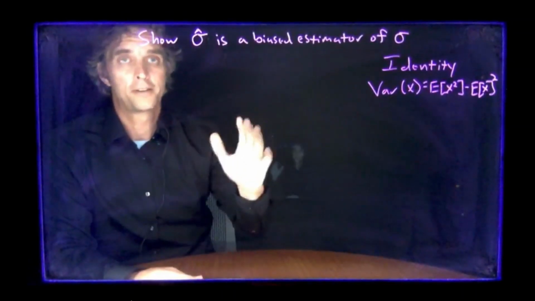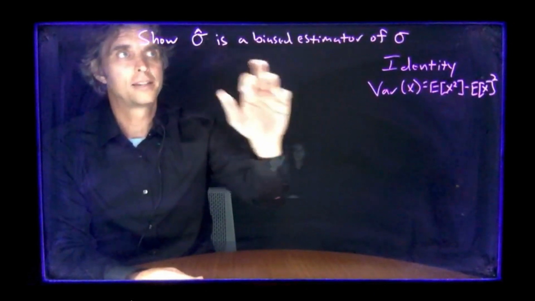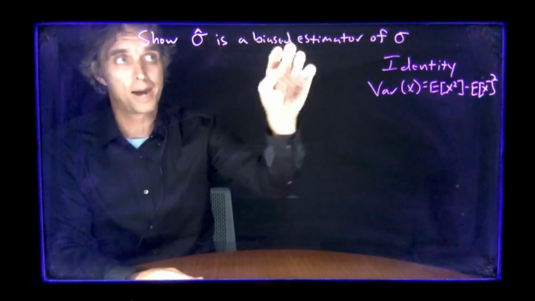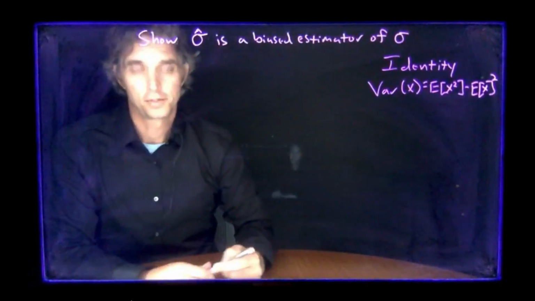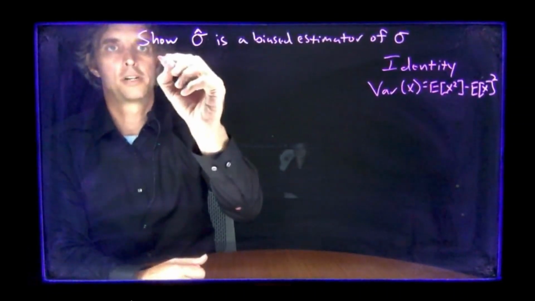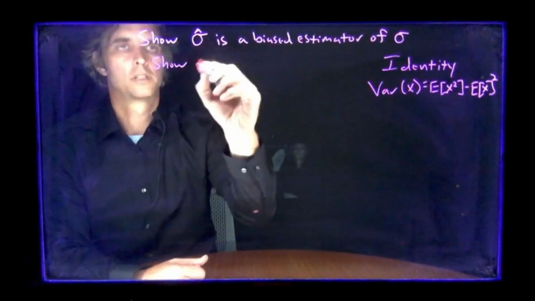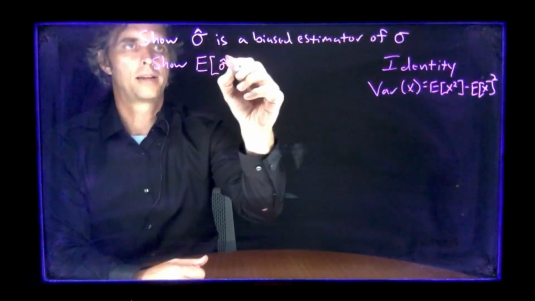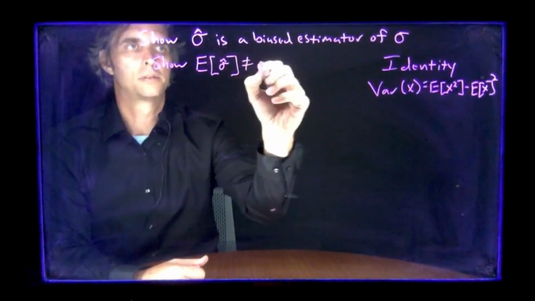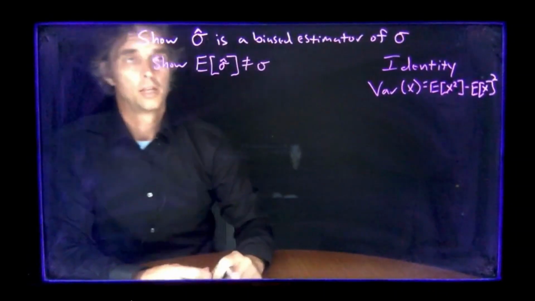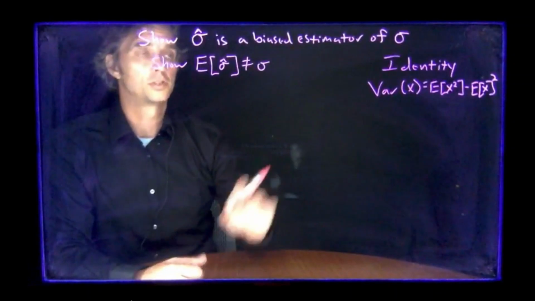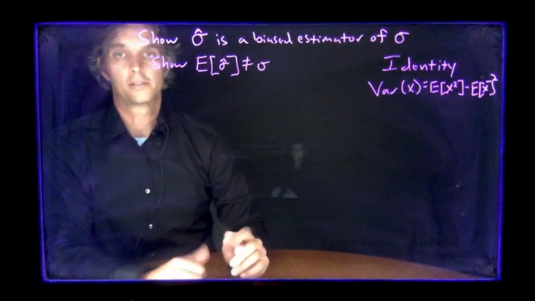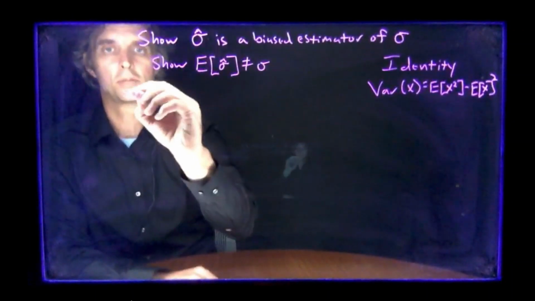Okay, this is one of my favorites. We're going to show that sigma hat is a biased estimator, not an unbiased estimator, but a biased estimator of sigma. So what we're going to show here is that the expected value of sigma hat is not equal to sigma. And we may even be able to show an inequality one way or the other. So great. What we're going to do here is start with this.